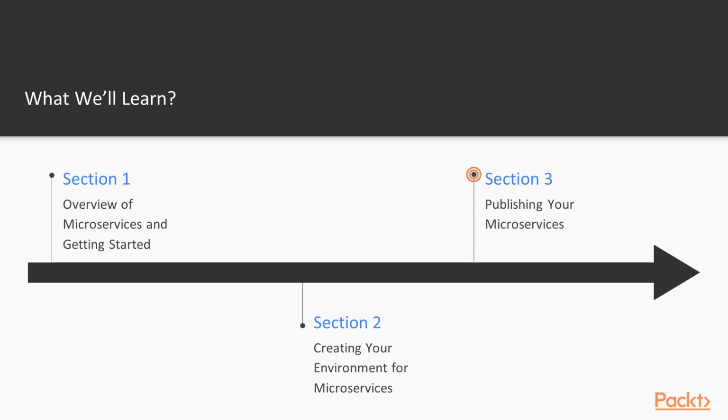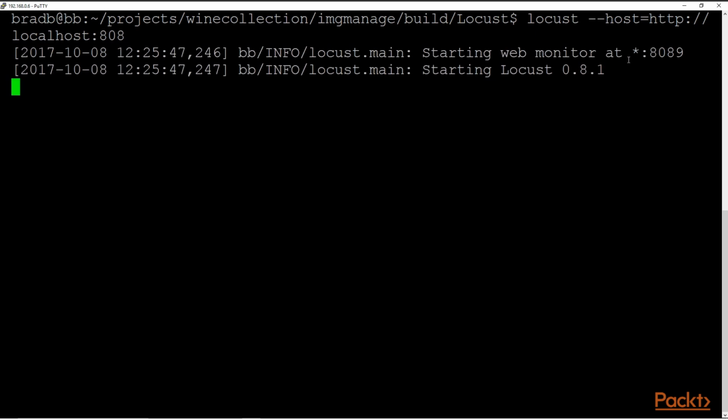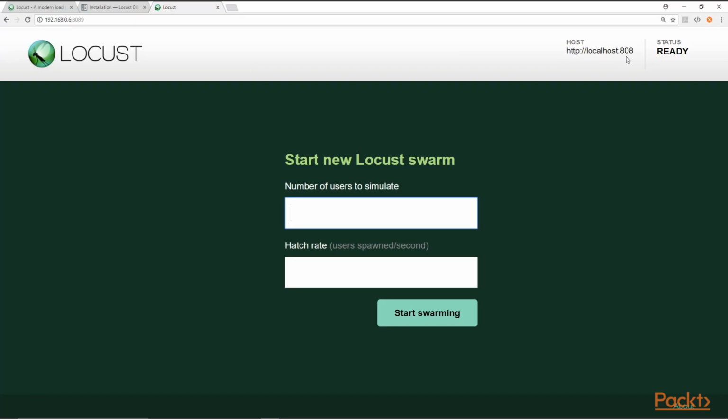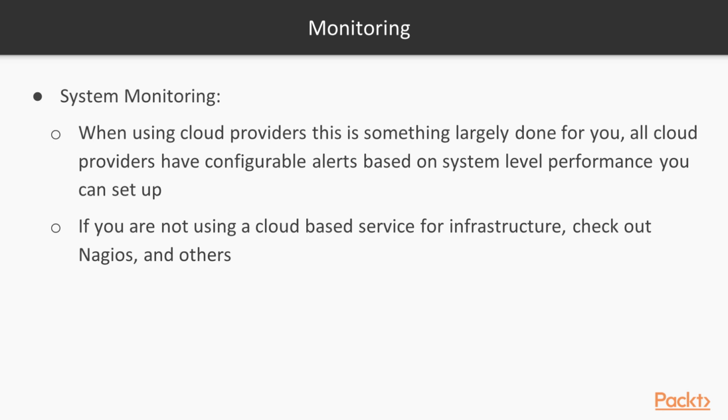And in section 3, we're going to focus on what's included in publishing or productionizing your microservice. So we're going to talk at a high level sometimes, but we're going to talk about load testing. We're going to talk about performance testing. We're going to talk about log aggregation, monitoring, and different deployment paradigms and how it's recommended to actually deploy this microservice into a production environment.